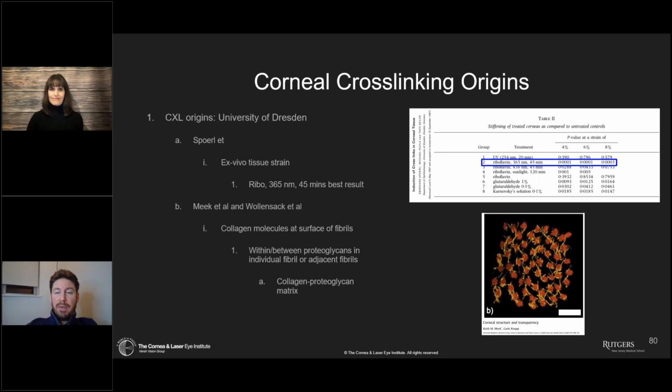So this was providing the most highly statistically significant stiffening out of all the various different agents that they tried. They tried things like glutaraldehyde and Karnovsky's solution. These are typical hardening agents or preservative agents.